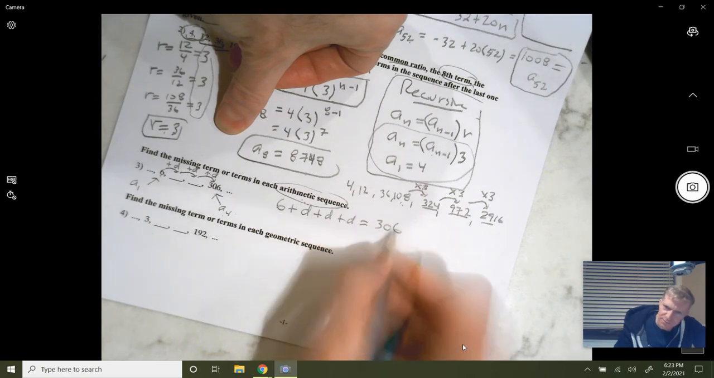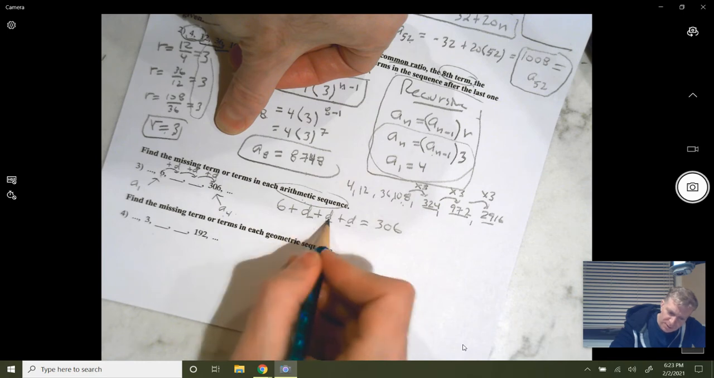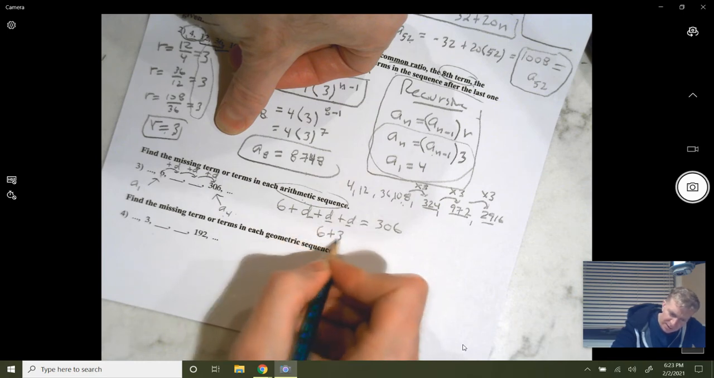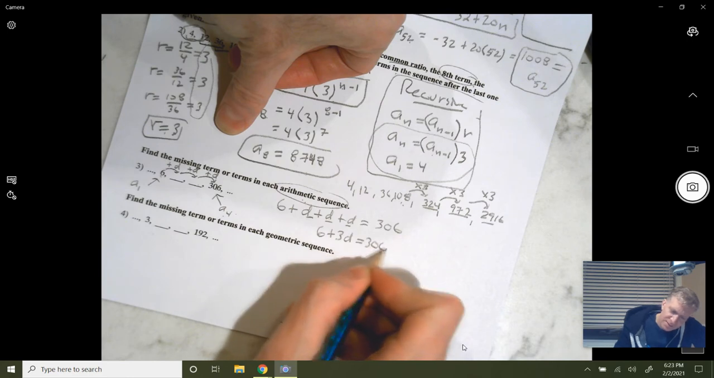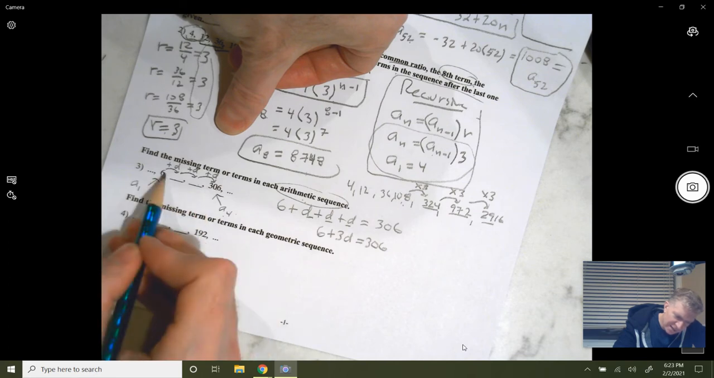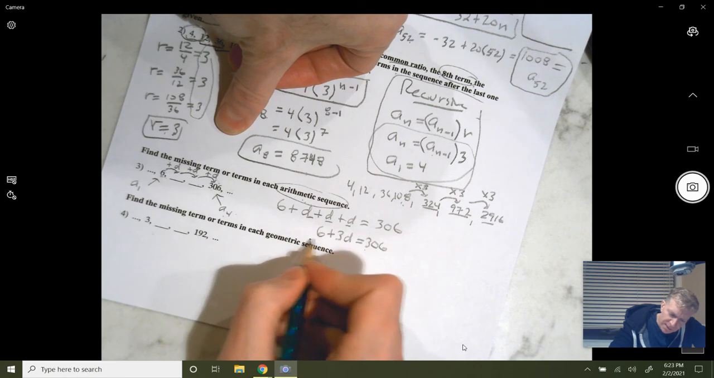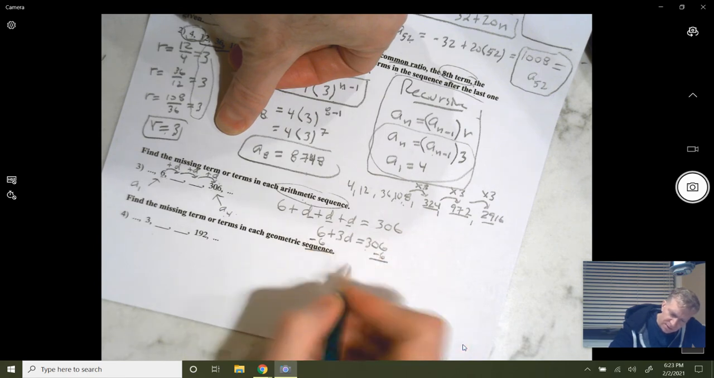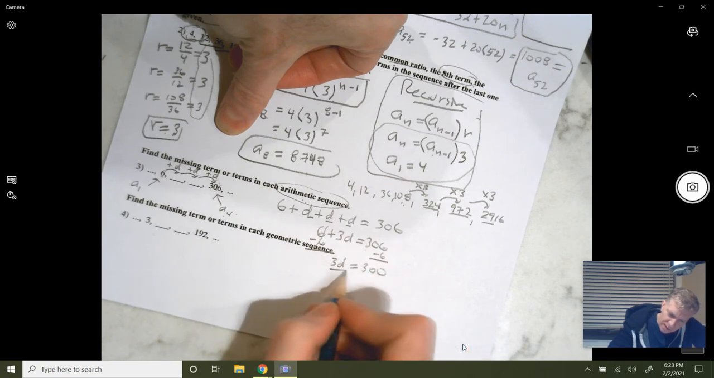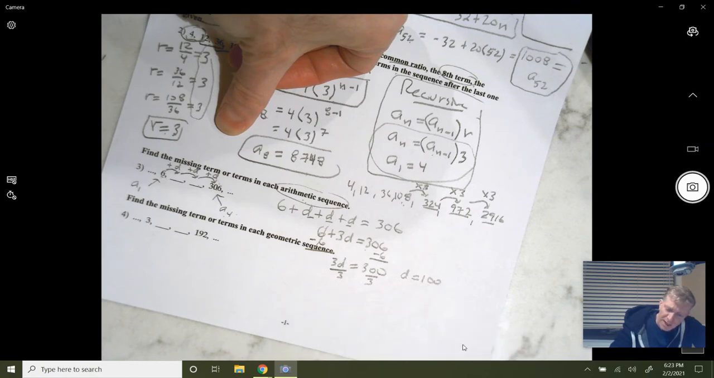Okay? These we could combine. d plus d plus d. That's 6 plus 3d equals 306. To get from here to here, we had to add d 3 times. So we added 3d. Let's solve this equation. Minus 6, minus 6. Those cancel. We've got 3d equals 300. Divide by 3, divide by 3. Well, d equals 100.